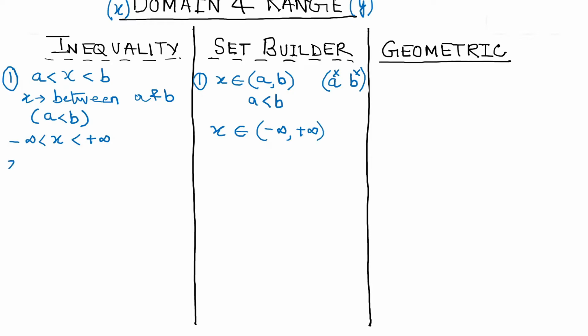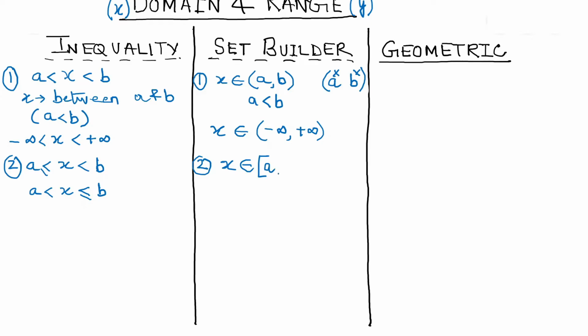Okay, the second point here is when one of the sides is included but the other side is excluded. So this is the first case, and the second case here could have been x is greater than a but less than or equal to b. How do I represent this in the set builder form? So x belongs to, or x is an element of, a to b.